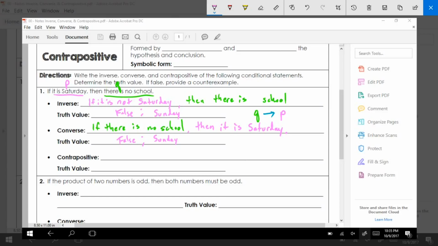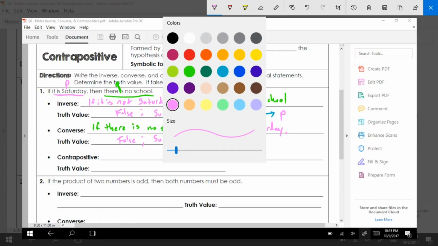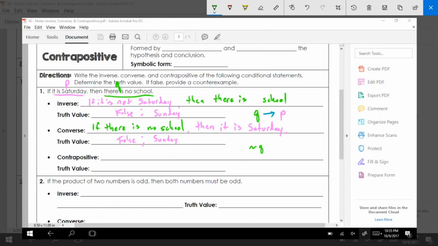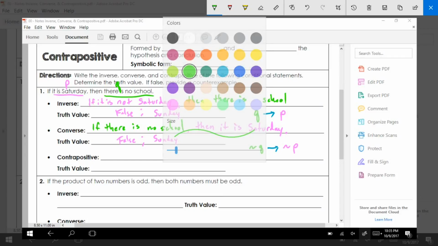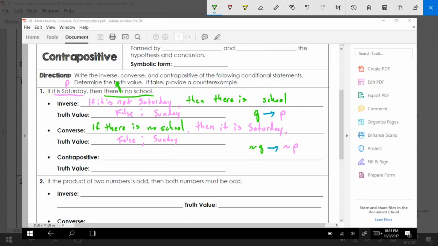All right, now let's do the contrapositive. What was the symbol for contrapositive? We're going to negate and switch. So we're going to take if not Q, then not P. So where's Q? It's over there. There's no school. And what's the negation of no school? There is school. So if there is school, it's always if and then. If there is school, because that's the not version of there's no school, then we need the negation of it is Saturday. So that's going to be then it is not Saturday.